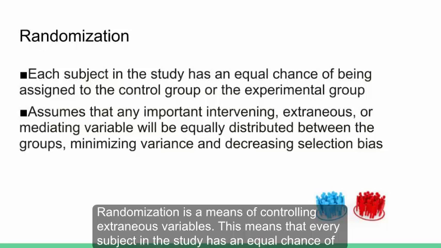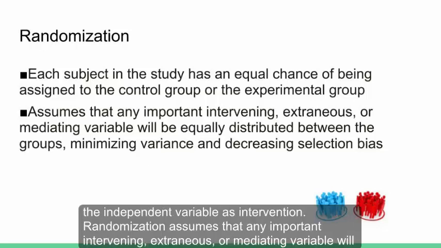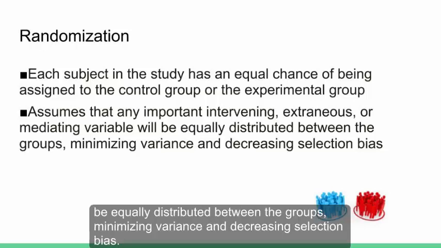Randomization is a means of controlling extraneous variables. This means that every subject in the study has an equal chance of being assigned to either the control group, who has no intervention or normal treatment, or the experimental group in which they are receiving the independent variable as intervention. Randomization assumes that any important intervening, extraneous, or mediating variable will be equally distributed between the groups, minimizing variance and decreasing selection bias.